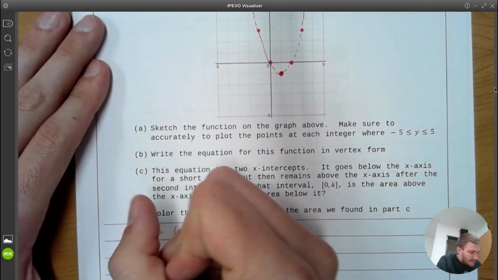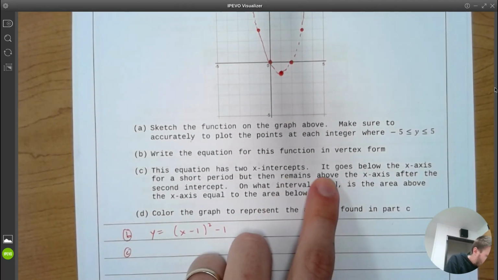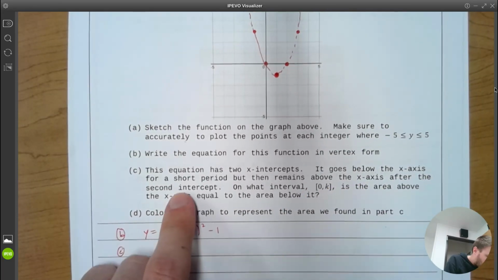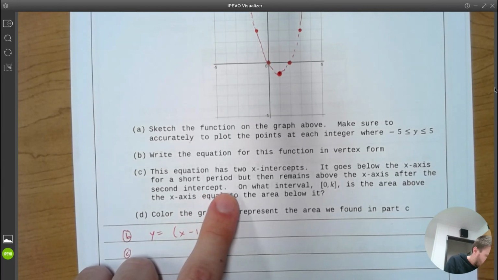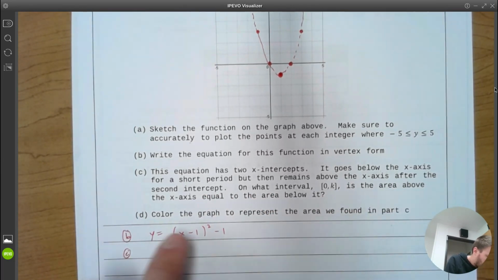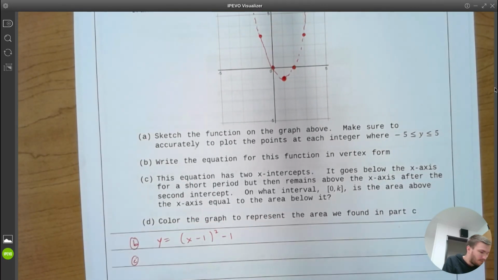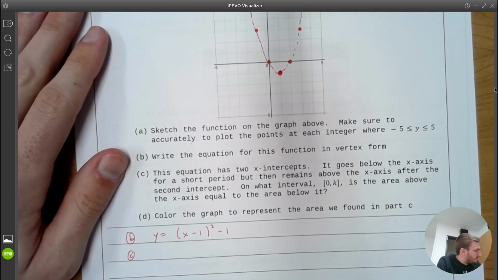Write the equation C. This equation has 2 x-intercepts. It goes below the x-axis for a short period, but then remains above the x-axis after the second intercept. On what interval from 0 to k is the area above the x-axis equal to the area below it? And D says color the graph.